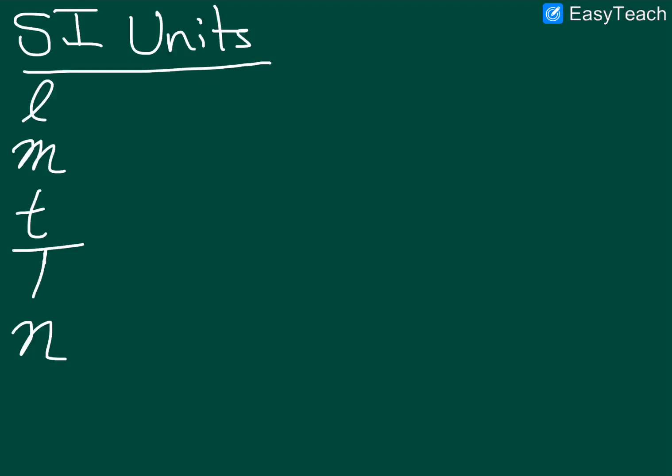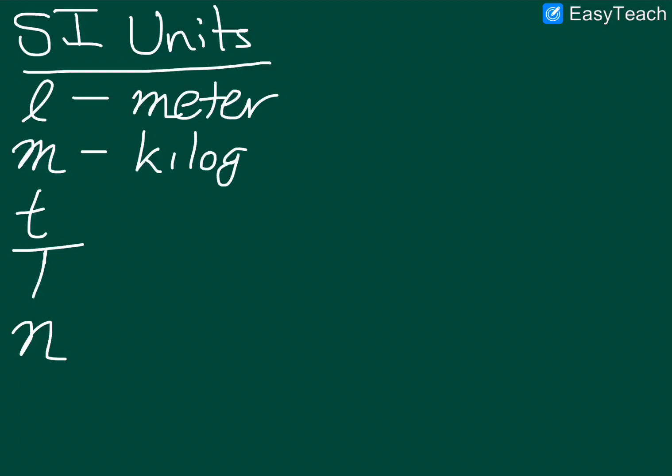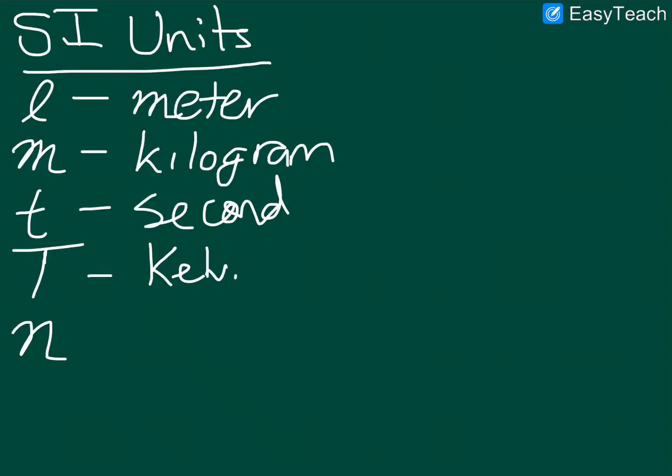The base unit for length is the meter. The base unit for mass is the kilogram. The base unit for time is the second. The base unit for temperature is Kelvin. And the base unit for substance is the mole. Of these, the most important for chemistry is probably the mole.